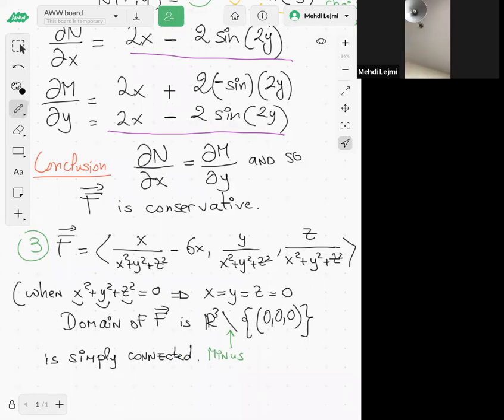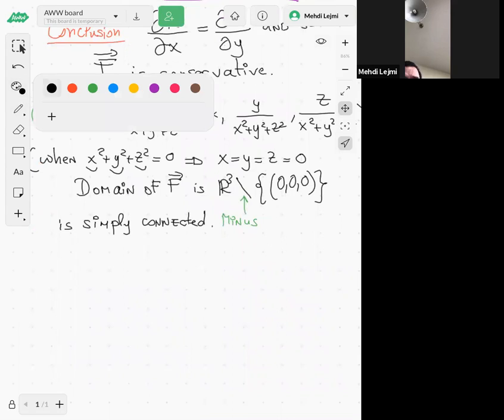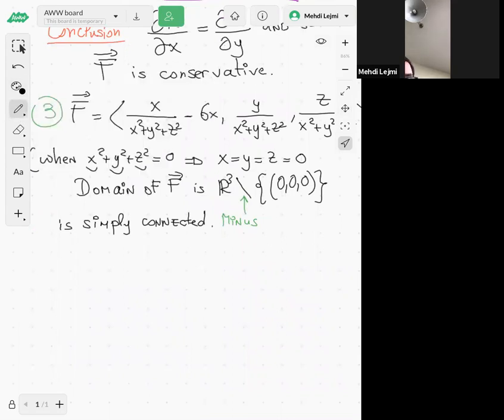Okay. Anyway, so we have to determine whether f is conservative. So we have to compute the curl of f. The curl of f would be the cross product of the del operator with the vector field f. So we have i, j, k. The del operator, well, that would be partial x, partial y, partial z.